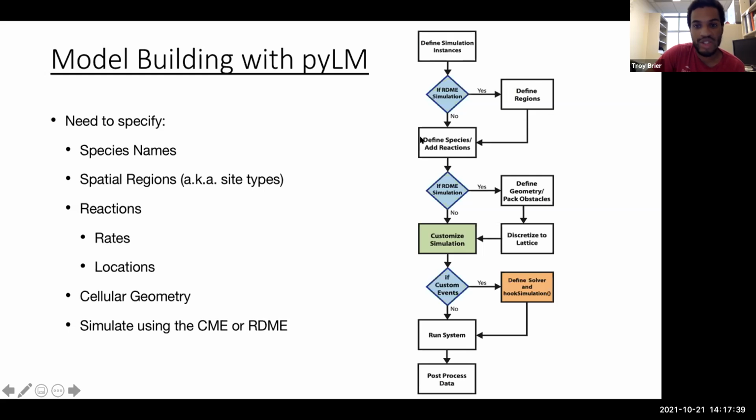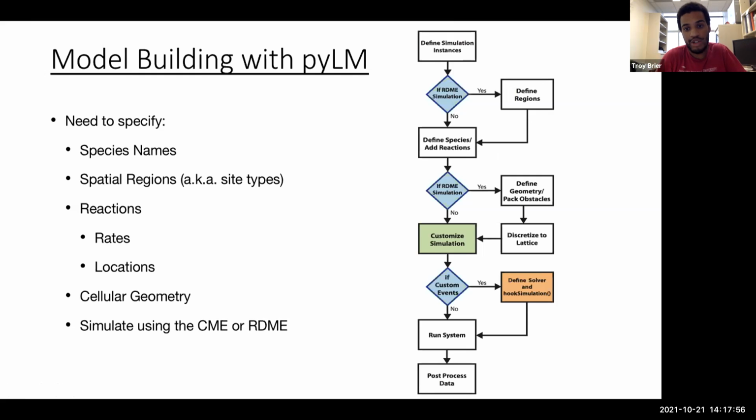And so the idea is just kind of following this diagram. So if you're trying to do a spatial simulation, you need to define those spatial regions. And an example of this is, let's say you're doing a eukaryotic cell. If you have something that's in the nucleus, it might be able to diffuse outside of the nucleus through the nuclear pores.